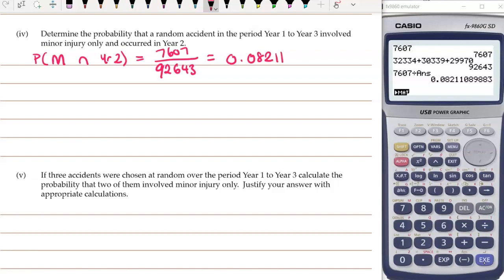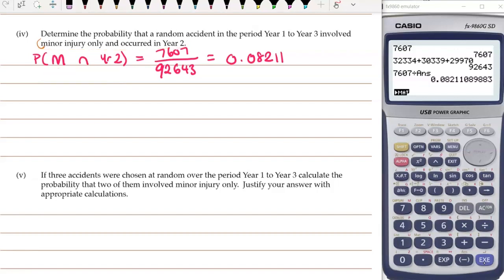Now, I have done this question slightly differently to the answers in the back of the book, and that's all down to the wording of the question. I think it's a minor error in the way that the answers in the book have been done because of the wording, and I'll just explain that now. In our question, we've got to determine the probability that the random accident in this period of time involved minor injury only and occurred in year 2. So that there is our whole thing that makes this thing here.